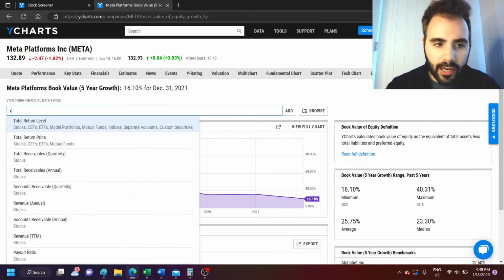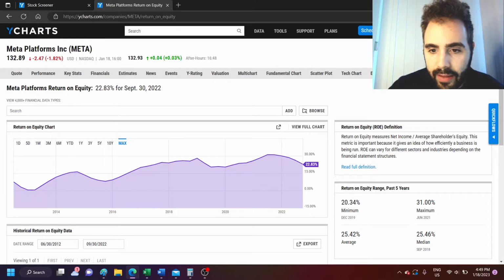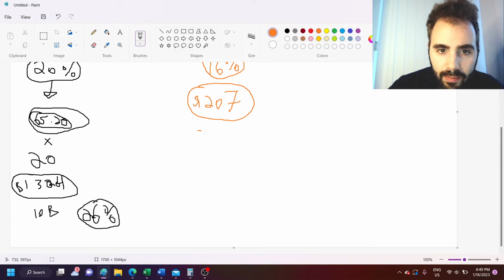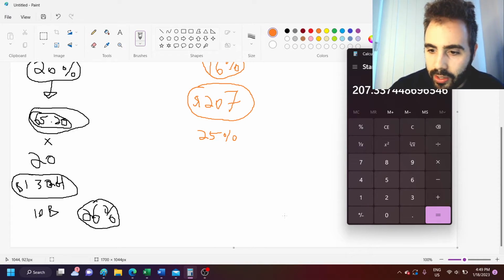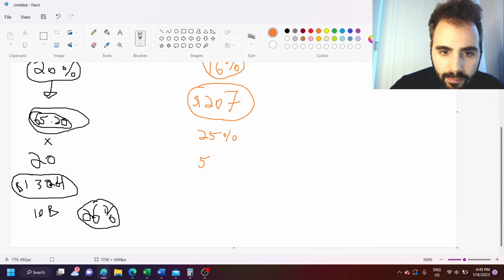Its return on equity has, over the last 5 years, averaged 25%, meaning we can assume that Meta will be able to deliver 25% on this number in terms of its earnings per share. So 207 times 25% will give us a future earnings per share of $51.83. Okay, so let's review this again.